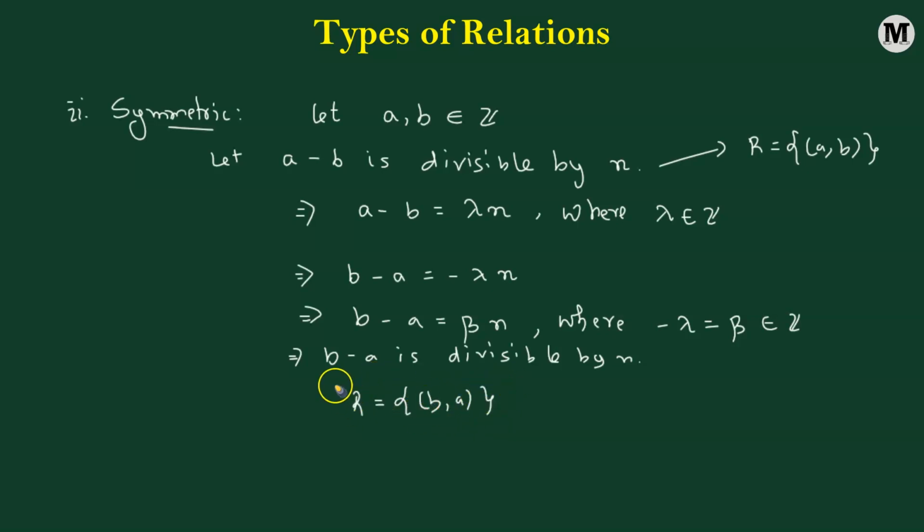Right? So this is only for understanding. This is not how we write. This is only for understanding. So this actually B minus A is divisible by N simply means that B comma A, this ordered pair, also belongs to the relation R.